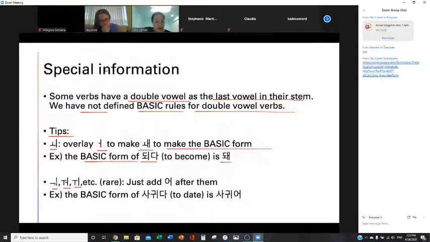The other example right here: whenever you have double vowels like wa, we, like that, those are just very rare. Just add 어 after them. So whenever you have a word like 사귀다, to date, this is the double vowel right here. To make it the basic form, it will change to 사귀어. So just add 어 after them.